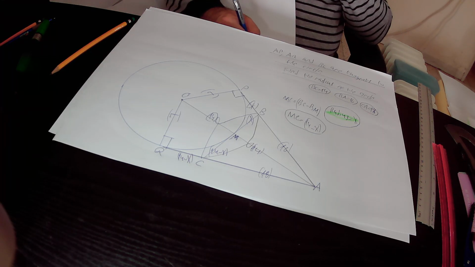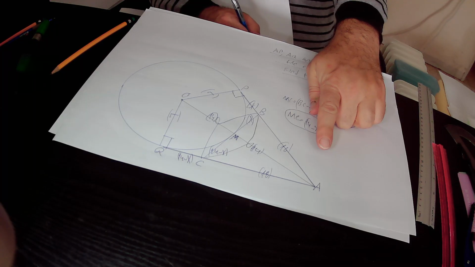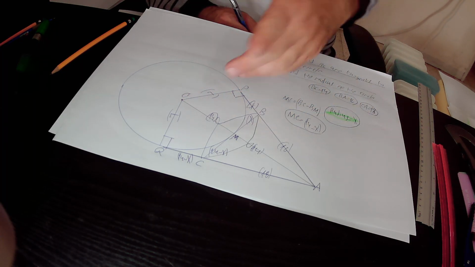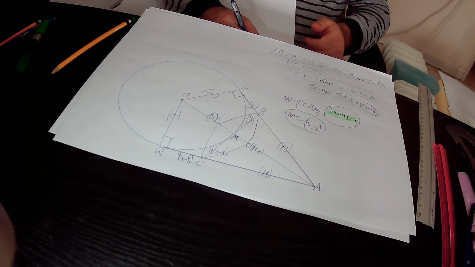But before that, we'll focus on this common external point A. From this common external point A, we have two tangents to this circle, tangent AP and tangent AQ. And according to rule 2, they are equal to each other. That is to say, AP equals AQ.